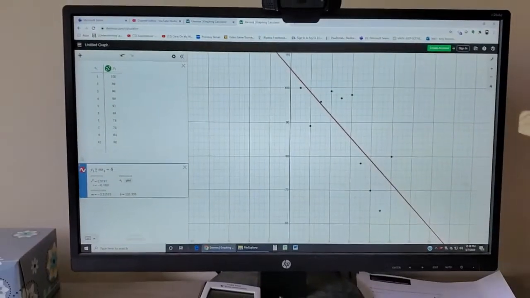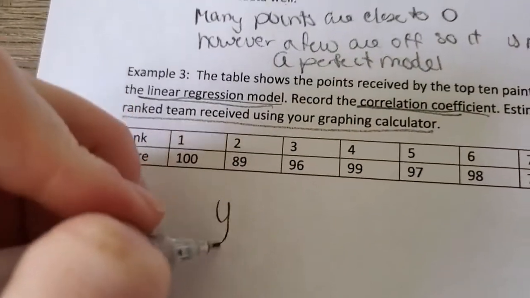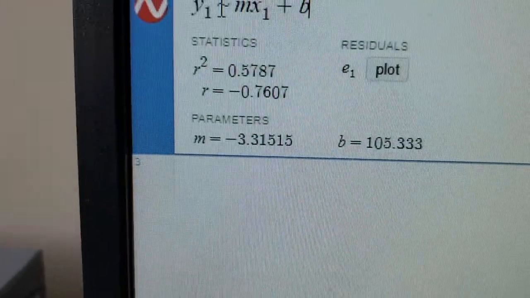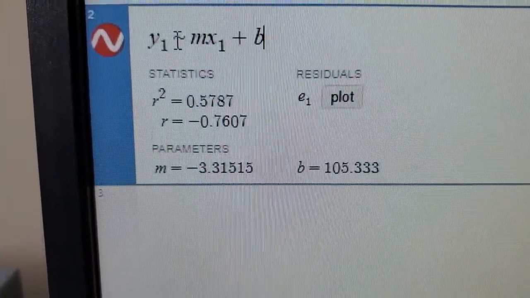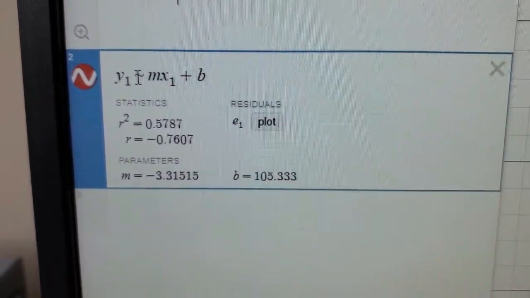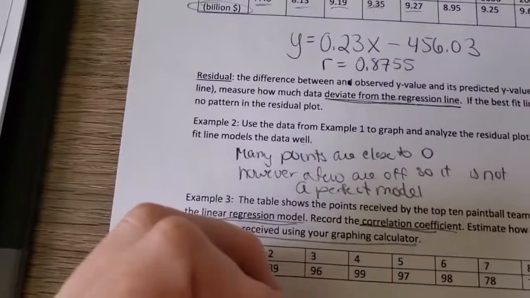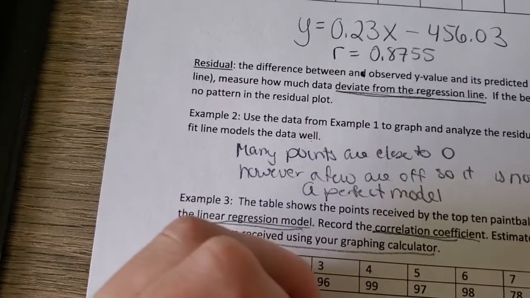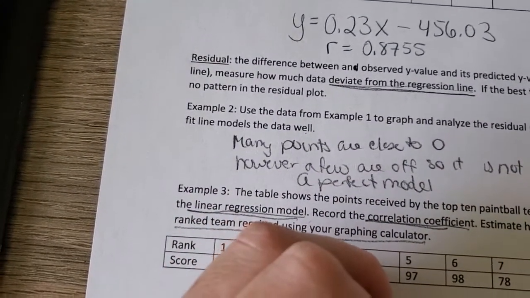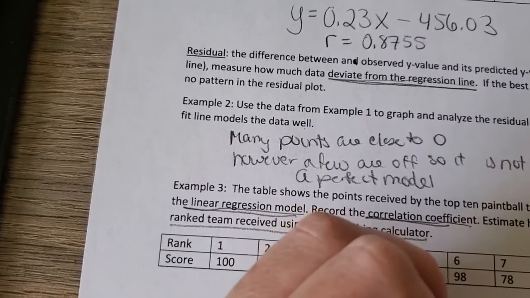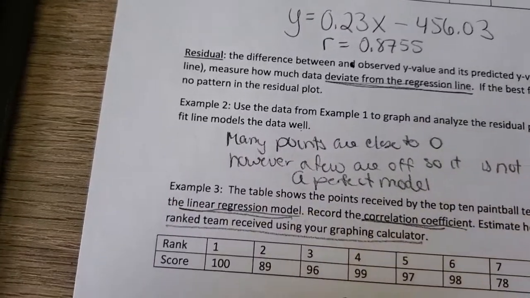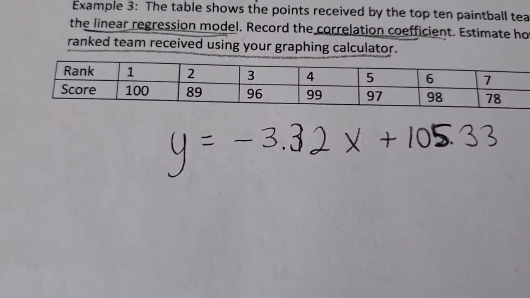There's the line that forms and all the data. So on your paper, you're going to record y equals, and then if we look at the parameters here, m is negative 3.15 and b is 105.33. So negative 3.15, rounded to 2 decimal places, x plus 105.33. And 2 decimal places is fine to round your numbers. So that's our answer for that first part.